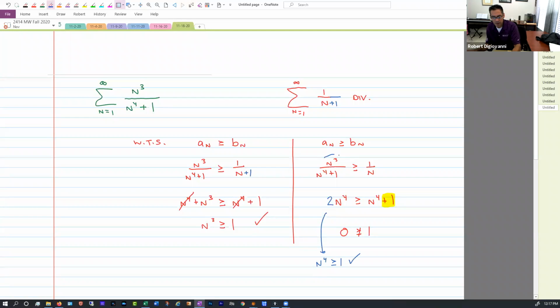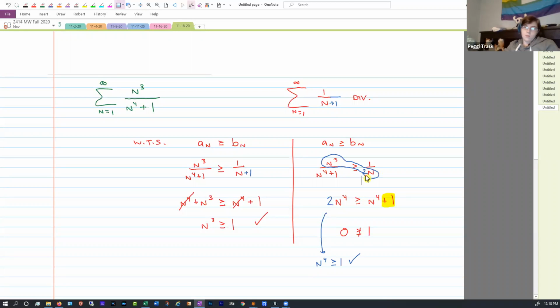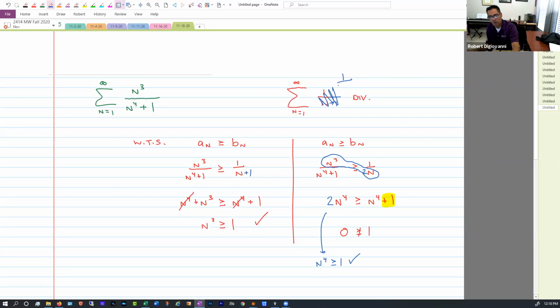So is there a way I could have made this side 2n to the 4th? Well, where did it come from? It came from multiplying those together, right? So can you make that a 2n to the 4th? Sure, put a 2 right there next to the n, which means go back up here and change that to 1 over 2n, which is still harmonic, right?